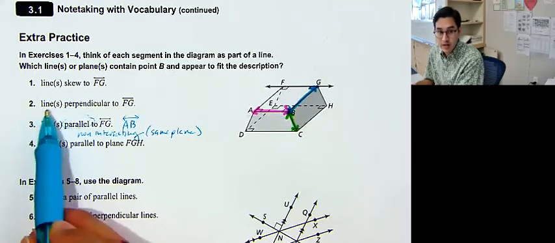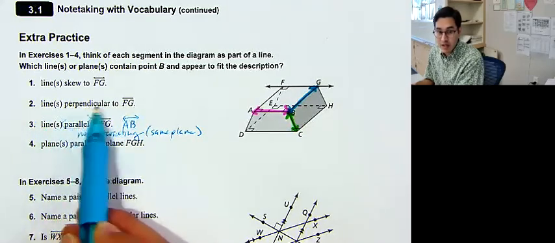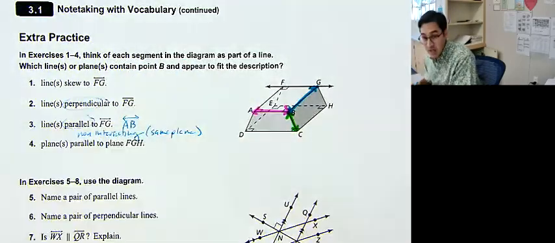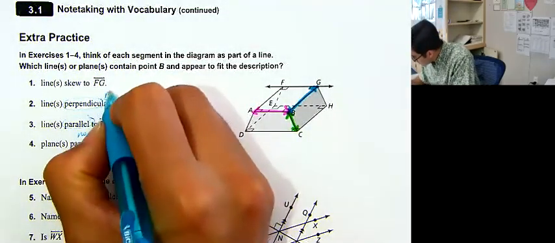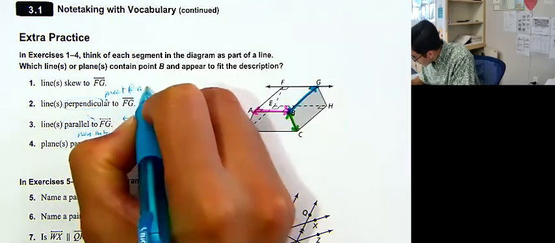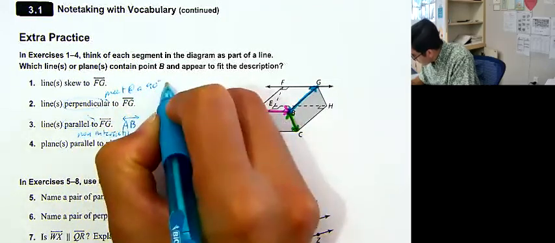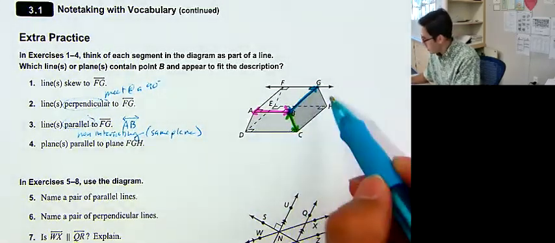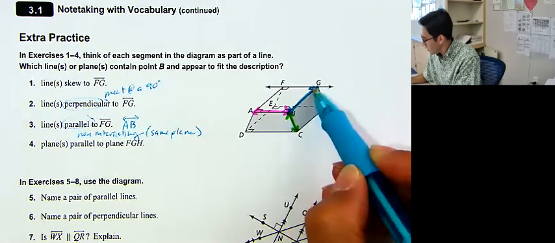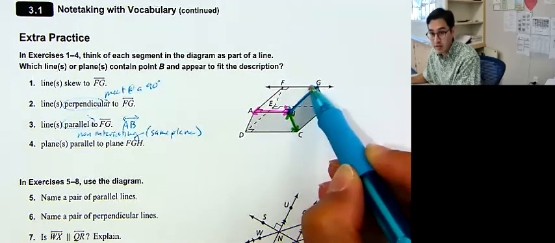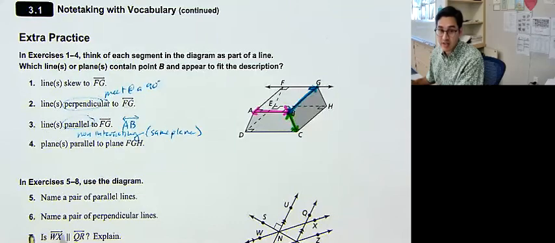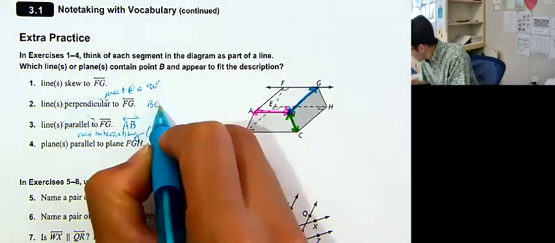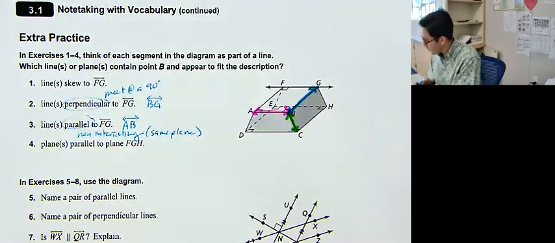I want to do question 2 next. So let's find a line that's perpendicular to FG. Perpendicular means that it meets at a right angle, at a 90-degree angle. We can see here the blue line meets up with FG, and there's a little square in the corner telling us that that's a 90-degree angle. So the answer to number 2 is the line BG.